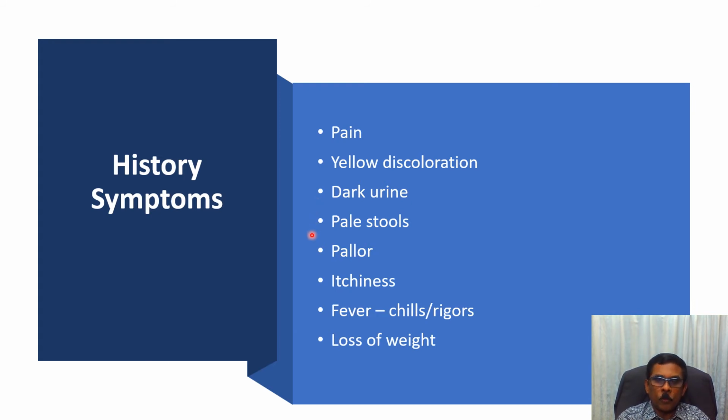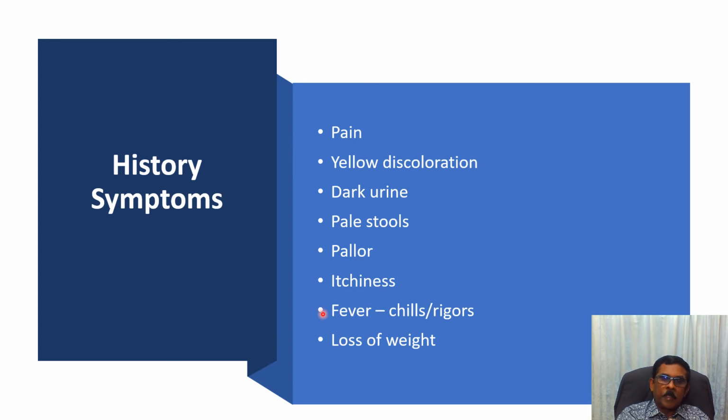Then the stools may be pale, and this is not easy to know. They are classically described as clay-colored stools. In hemolytic jaundice, the patient can have pallor due to severe loss of hemoglobin. Itchiness is another classical symptom of obstructive jaundice which must be inquired about.